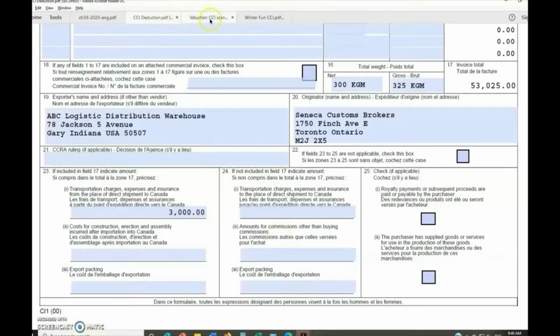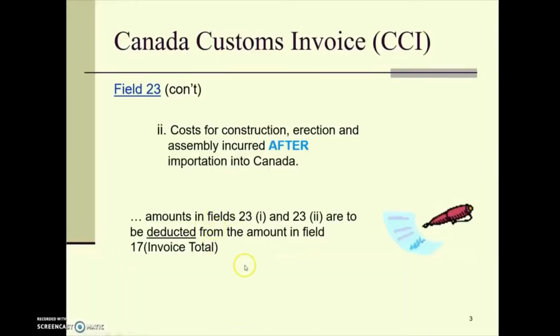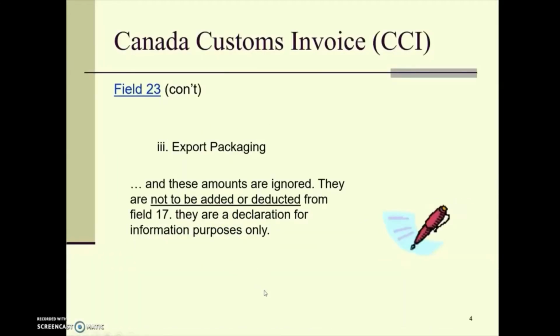I've given you on Blackboard this particular Canada Customs invoice, which is blank. Each field in field 23I and field 24 indicates what you do with these amounts. We just did 23I and 23II, and both of them say deduct this amount from field 17, the invoice total. All right, let's talk about field 23III, export packing.